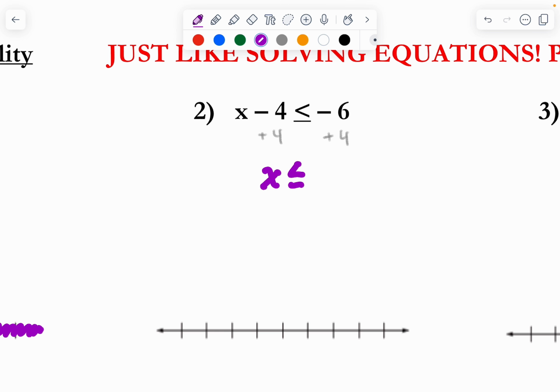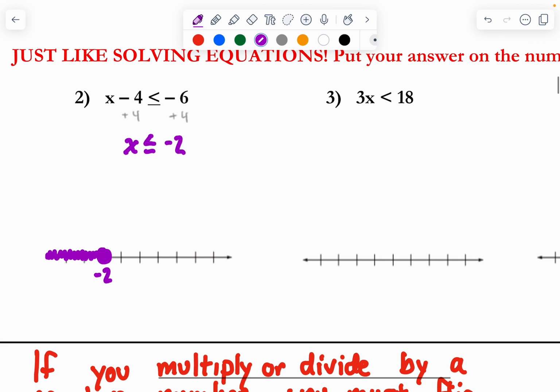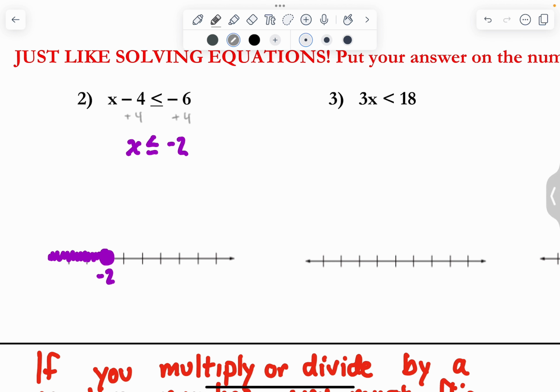Here we're just going to add 4 to both sides. We'll get x is less than or equal to -2. Put that wherever you want. Just make sure that you plot that -2. Put a circle there and make sure it's closed. And then to get this x by itself, we're just going to divide both sides by 3. So we're just kind of treating this like an equal sign.